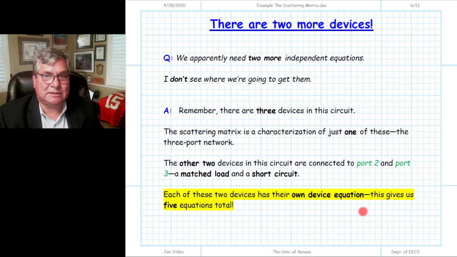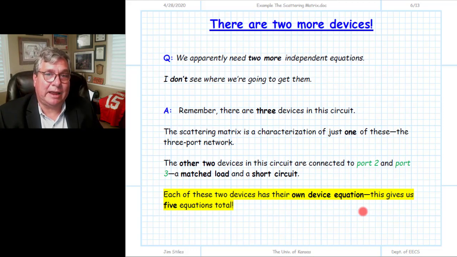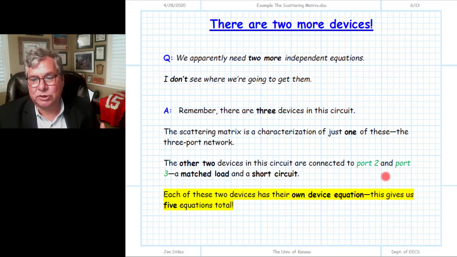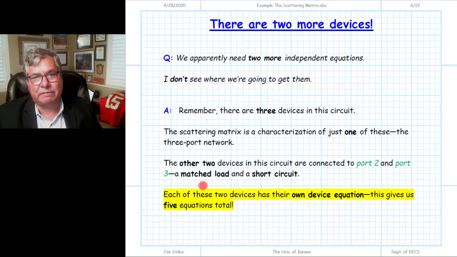Fortunately, we have 2 more devices, 2 more one-port devices in our circuit, and each of those one-port devices will provide a scalar equation, and so that will give us the requisite number. What are those other 2 devices? Well, on port 2 we have attached a matched load. There is a device equation associated with that relating the incident and scattered normalized wave amplitudes A and B. Likewise, there's a short circuit, and it will have an equation that relates incident and reflected waves as well. So each of these 2 devices has its own device equation. That gives us 5 equations in all. Once we've written those equations down, it's just a matter of algebra.